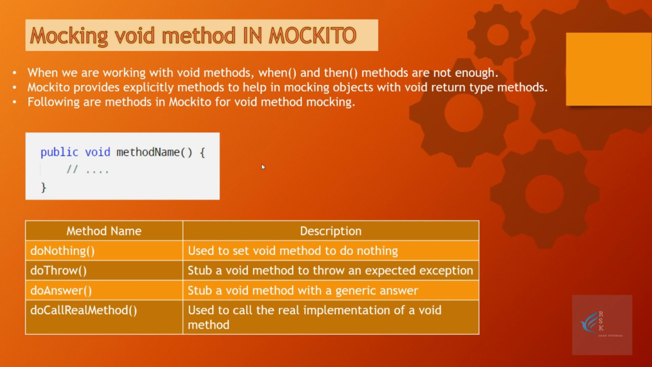Following are some methods in Mockito which we can use to test void methods. First is doNothing. It is used to set a void method to do nothing. doThrow stubs a void method to throw an exception. doAnswer stubs a void method with a generic answer. doCallRealMethod is used to call the real implementation of a void method. Let us understand these features in our code.